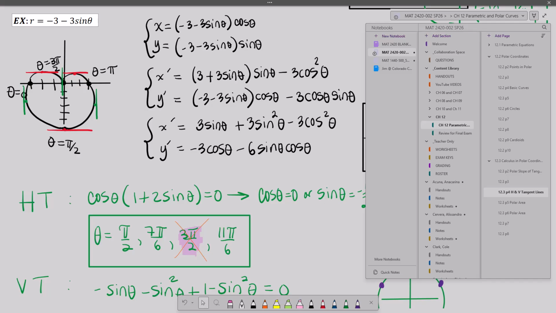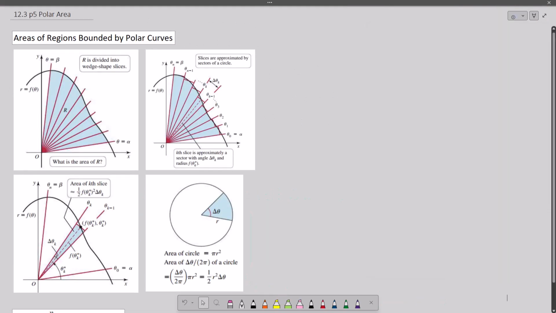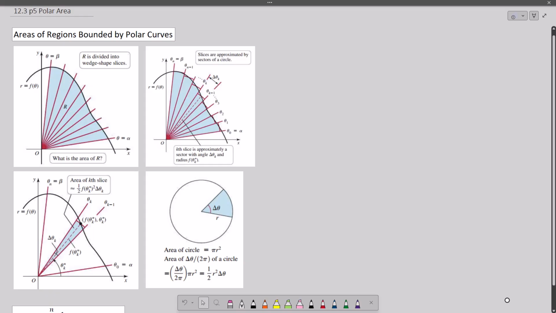Well, let's go to area, our last topic. The final topic. Area, polar area. Don't skip it. It's not crazy hard. But of course, it's another ball in the air. Okay, so our last topic, polar area.